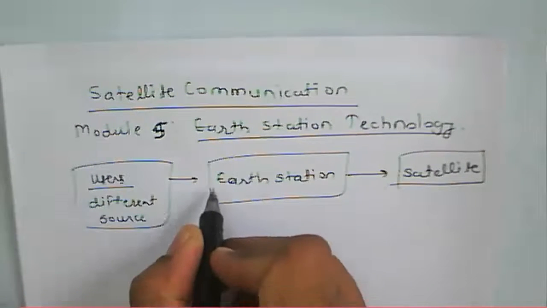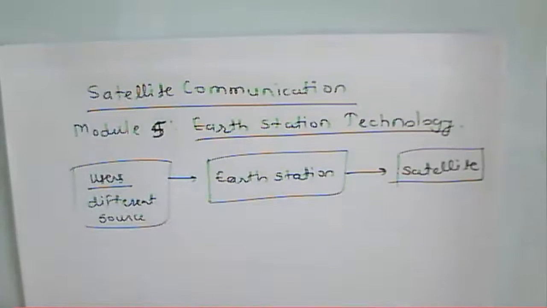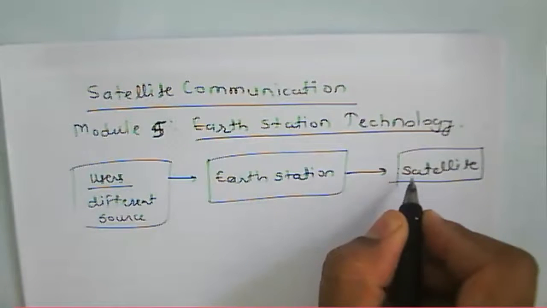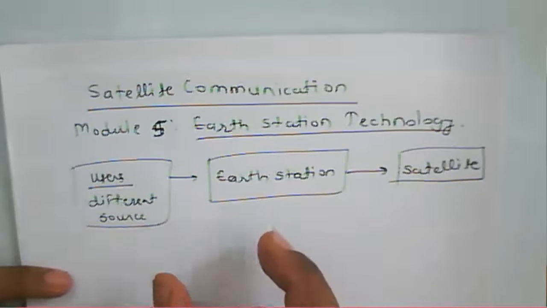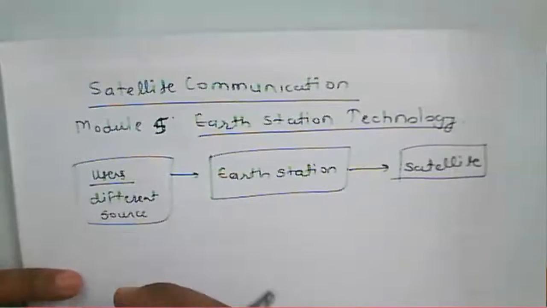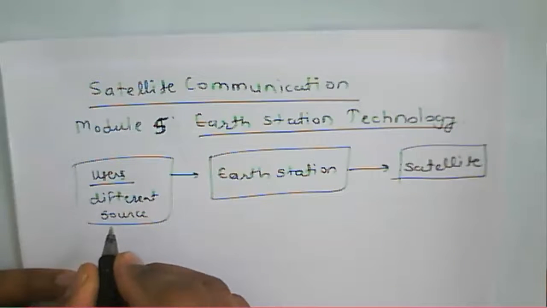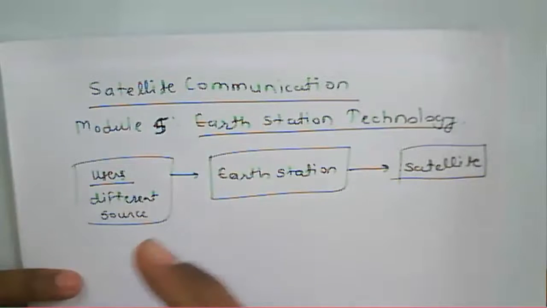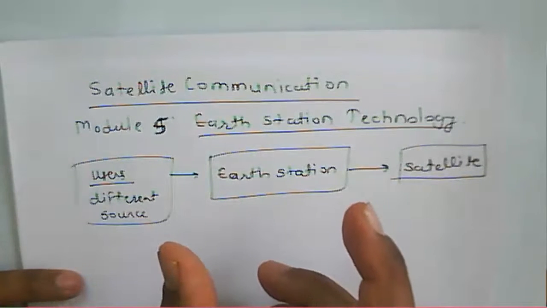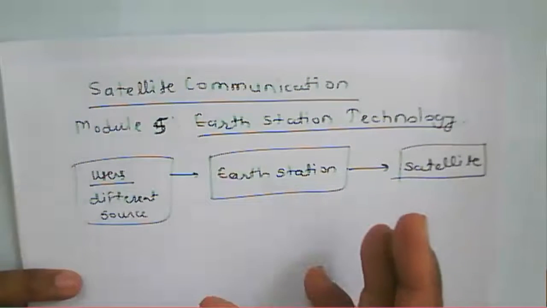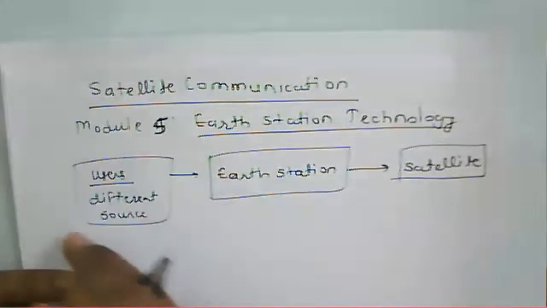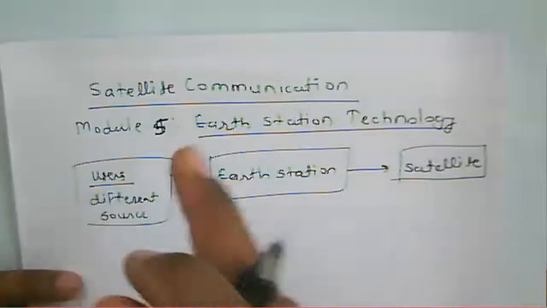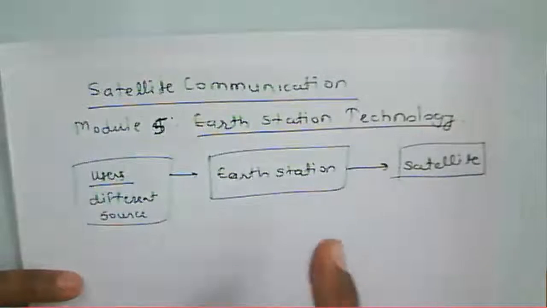So now, what are the various Earth stations that will communicate with users through the different sources, that we'll learn here. Suppose we consider that the Earth station is on the ground, then many users are there, and they will transmit to another user through the satellite.